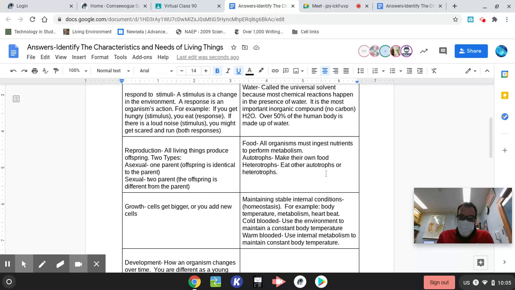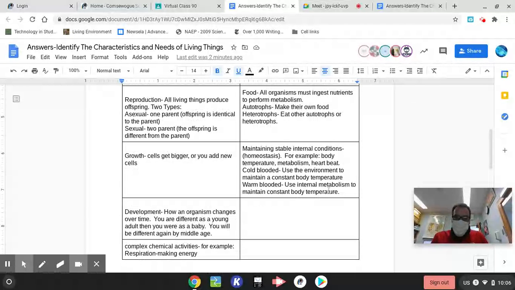So a heterotroph eats other autotrophs, like plant-based organisms, or you eat other heterotrophs if you eat meat of any sorts or any animal product. You're eating another heterotroph, right? So autotrophs make their own food. So plants, and one of the most common ways that organisms make their own food is through photosynthesis, taking in sunlight, taking in carbon dioxide, taking in water, and making food with that. And that's something we'll talk more about.